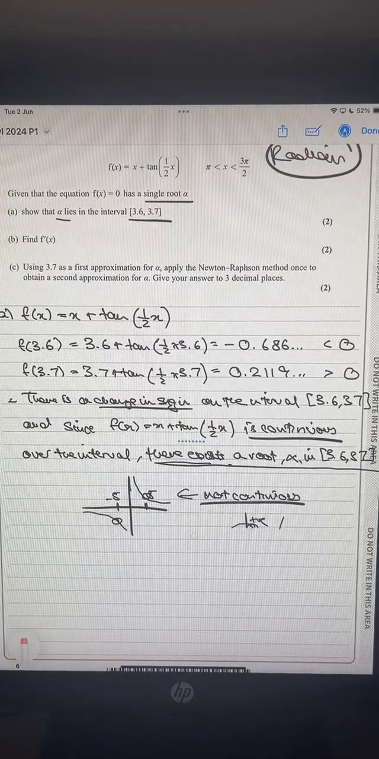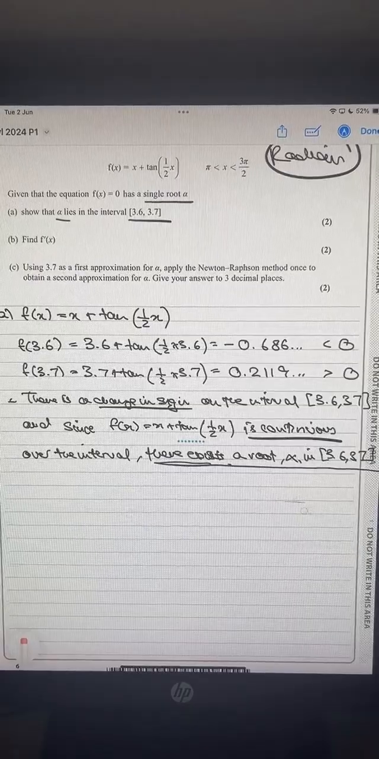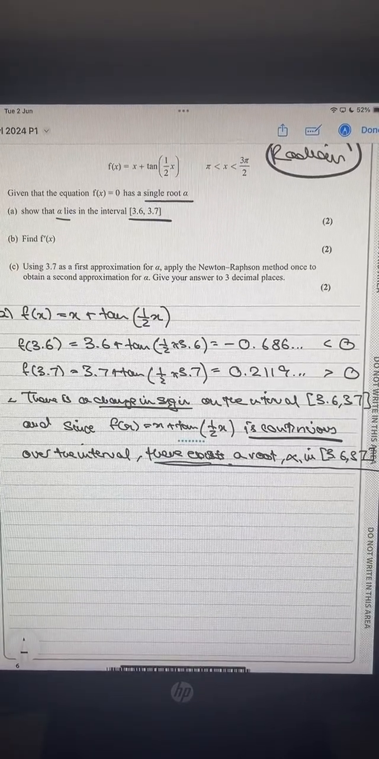Hopefully that explanation and those diagrams make sense. It's mainly to do with vertical asymptotes. So we don't have any vertical asymptotes with continuous functions in that interval. Okay, nice.